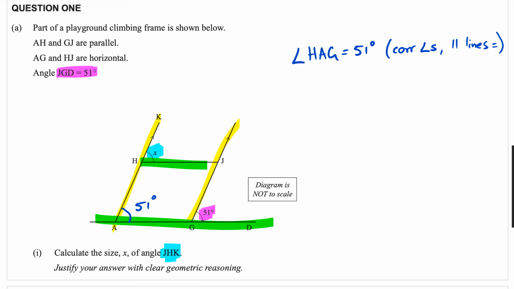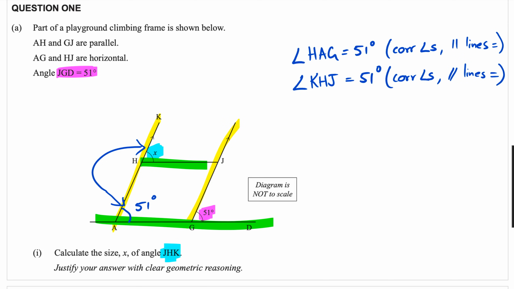Because this angle here is 51, this angle here is also going to be 51. And the reason is because it is corresponding angles again, because you've got two green lines that are parallel there. So in this case, we're going to get angle KHJ, or X. You can just write it as X as well, but I think it's better to put what you want to actually make sure you put this part right here. So that's KHJ. Once again, our reason is going to be the same: corresponding angles on parallel lines are equal. And that's basically it for this question.